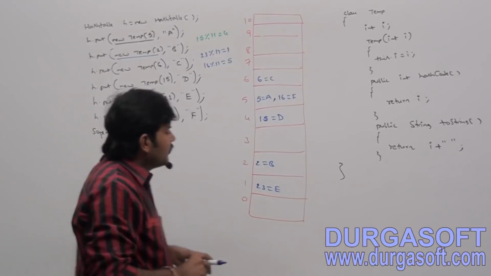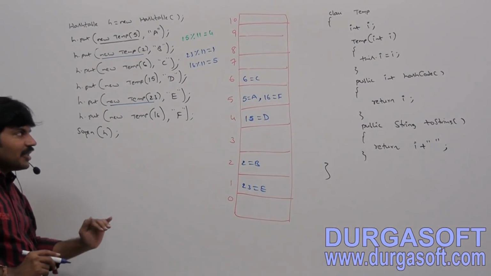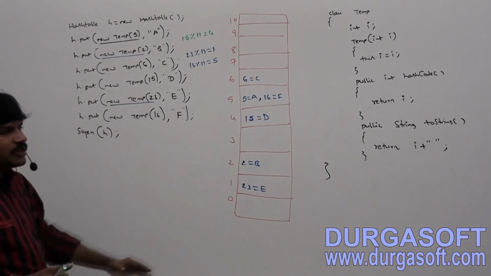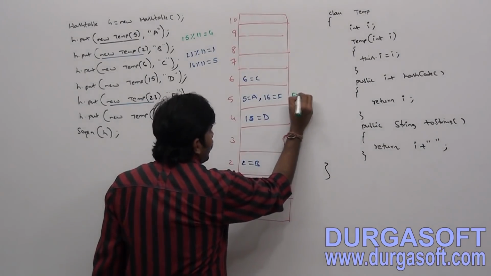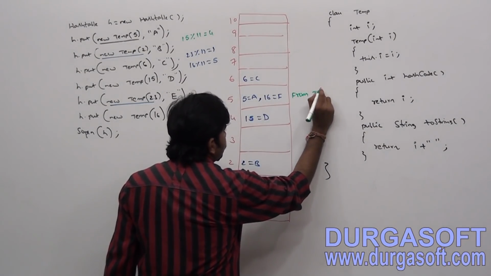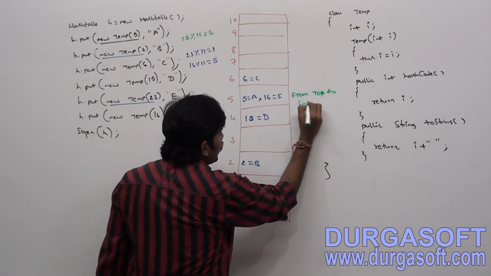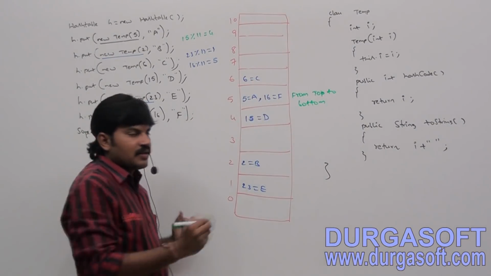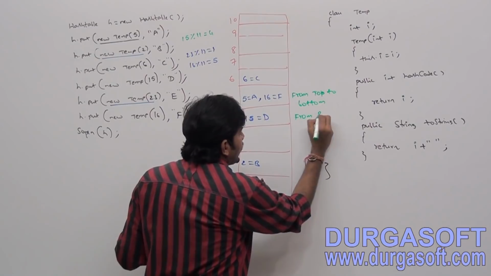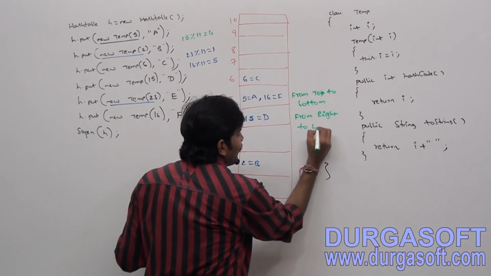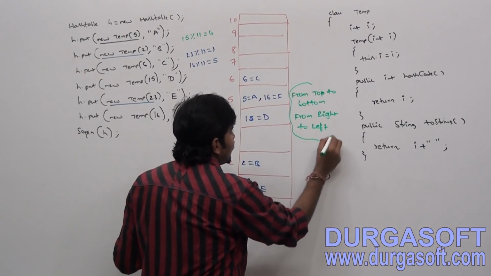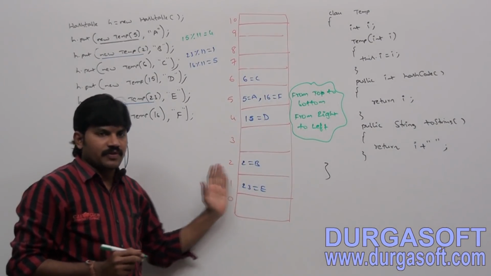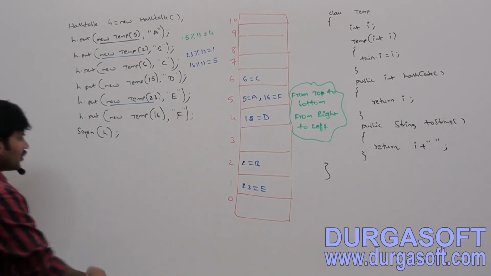Now I'm trying to print SOP of h. While printing, how is it going to consider? Simple, there is a formula. While printing, it is considered from top to bottom. Next, within a bucket, where multiple entries are there, from right to left. This is the formula, make sure you are aware: from top to bottom, from right to left.